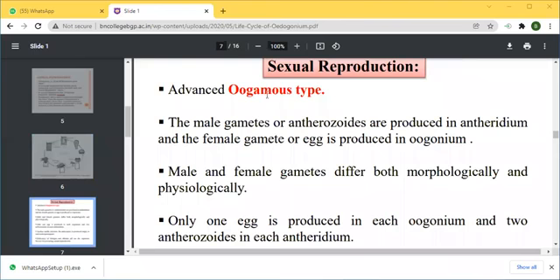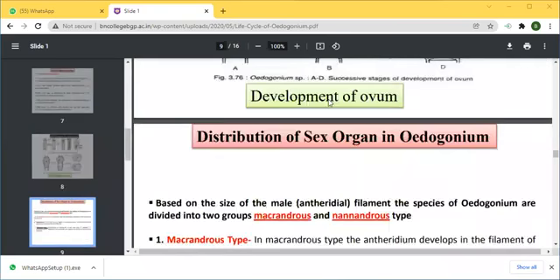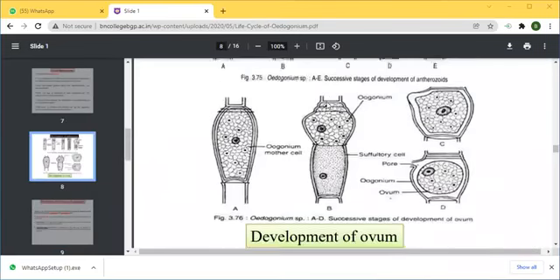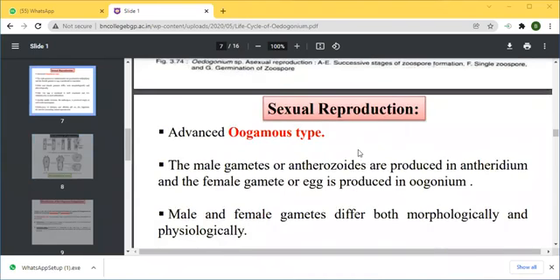Sexual reproduction in Oedogonium is the oogamous type. What is the type? Oogamous type. See here, the sexual reproduction is developed. Here, the sex organs, meaning male sex organ and female sex organ, are both present. The sexual reproduction is a very advanced type, the oogamous type.